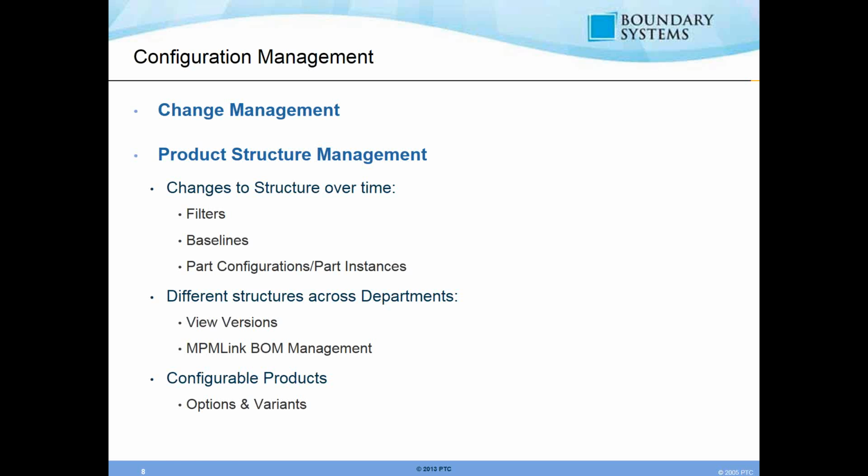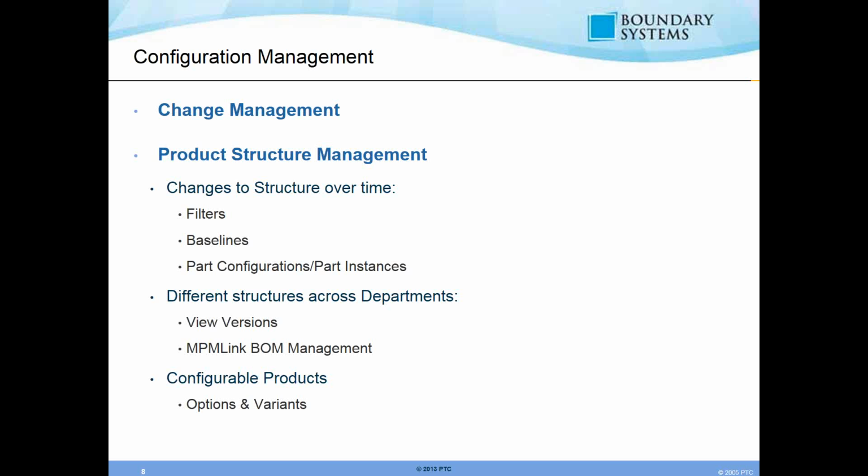And so we can capture that using view versions and also using NPM link BOM management, which I'll talk a little bit about. And finally, we just have the option of configurable products. So, okay, we have a standard sort of product line, and then within that, people can pick and choose different options, and we want to build a configurable product based on that. So it's basically build to order or engineered to order type of things, and we can also do that in PDM Link with the options and variants.